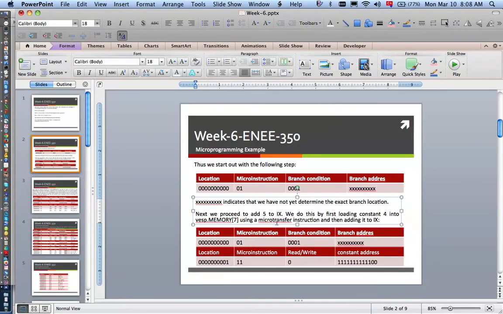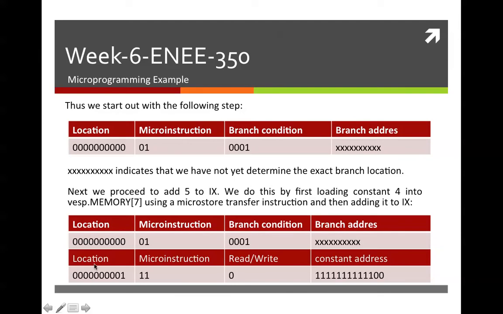So after the branch micro instruction, we go and execute this microstore transfer instruction. And the choice that we make here is for read. We want to read the constant. And the constant 4 is actually stored in this location.